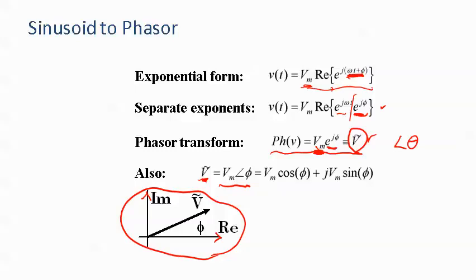Now, we can also express that in rectangular form. If we took V max times the cosine of phi, we get the projection on the real axis. If we took V max times the sine of phi multiplied by j, we get the projection on the imaginary axis. So now we can represent our voltage as though it were a complex number. But we have some other rules that we have to use with that, which will be developed later.